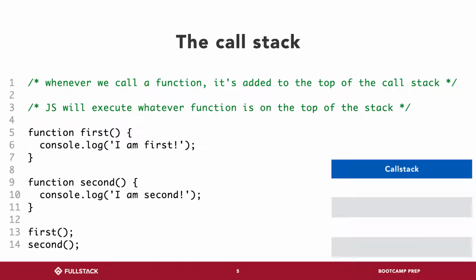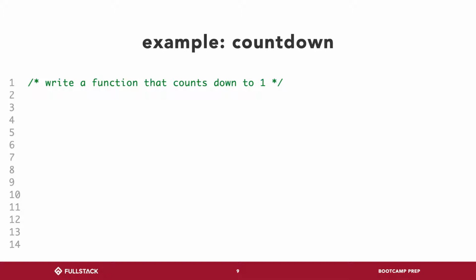This is the same thing that I showed you, right? So you have the call stack over here. First is called. First it goes on the stack. Console logs I am first. First is taken off the stack. Second is put on the stack. Console logs I am second. Second is done running, so it's taken off the stack. Right? That's not hard to understand, right?